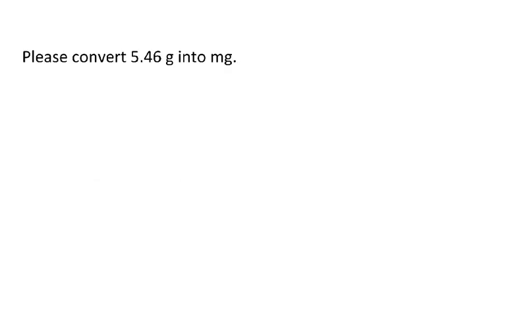This problem asks us to convert 5.46 grams into milligrams. I start by writing 5.46 grams on the far left. Then, I multiply by a conversion factor as a fraction. Since grams is the unit on the far left, I also need to put grams in the denominator of my conversion factor. This is so grams cancels out when we divide grams by grams. Since I wanted to convert into milligrams, that goes in the numerator of the conversion factor.